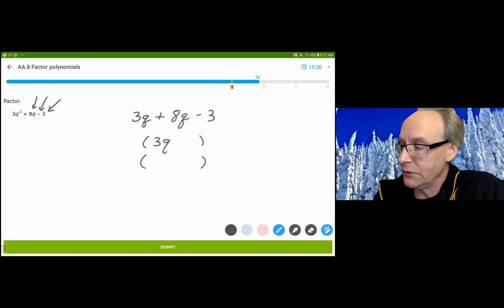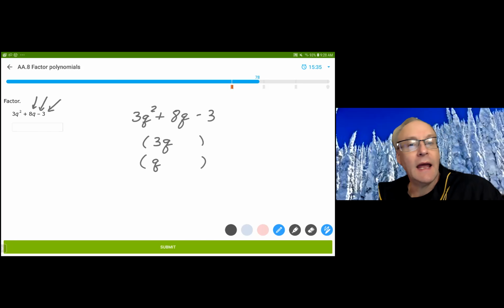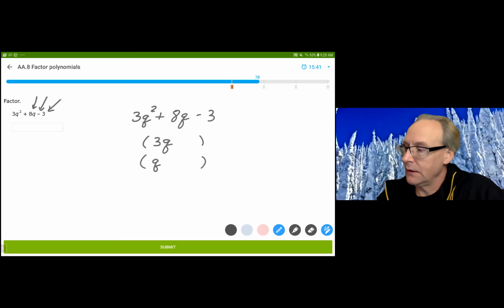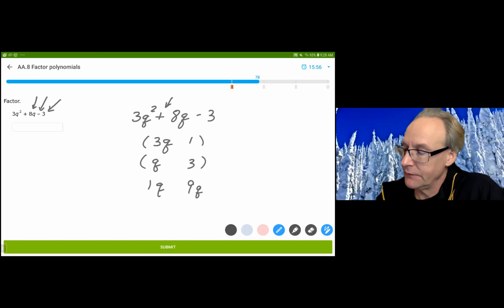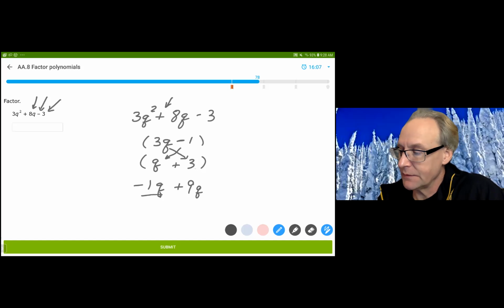I've got a 3Q times Q. That is the only way to get 3Q squared. And to get a 3, there's only one way, 1 times 3 or 3 times 1. Well, 1 times 3 gives me 9Q, I'm cross multiplying, and 1Q. Well, look at that. That has a difference of 8, doesn't it? Now the positive goes with the larger value, and the negative goes with the 1Q. So that means the negative goes here so that I get the negative 1Q right there. And the positive goes right there, so I get the positive 9Q right there. And there you go. There's my factors.